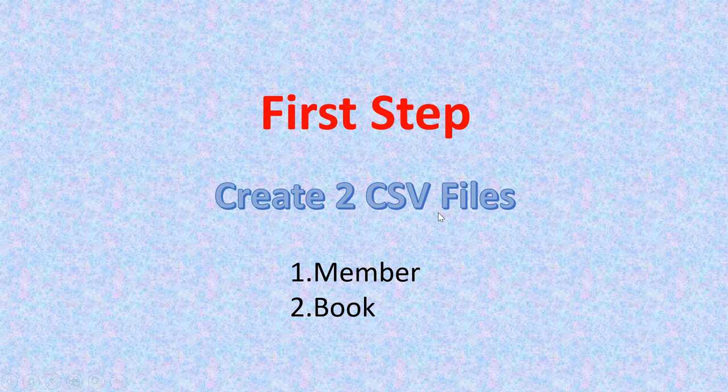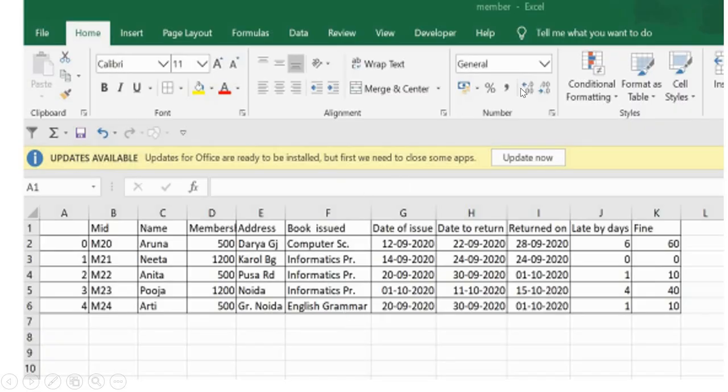First step is to create two CSV files. I have created two for you. One is member and one is book. See, this is the member CSV file in which MID is the member ID number, then membership fee is there, 500 or 1200, it depends on semi-annual or annual charges, then address, book issued, the name of the book, date of issue, date of return.